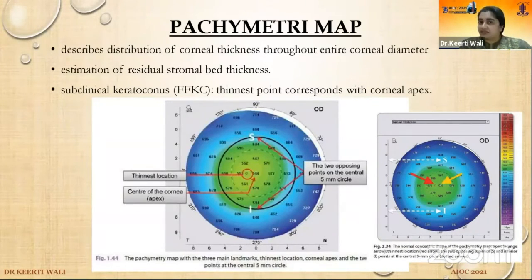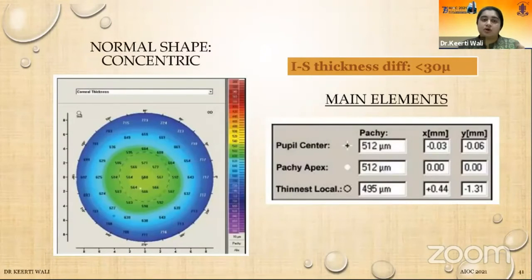Right. So coming to the next map, the pachymetric map, it shows the distribution of the corneal thickness throughout the entire corneal diameter, the normal shape being concentric. In the 5 mm zone, you have to see the inferior and superior thickness at the 5 mm level. The difference should be less than 30 microns. As in this case, it's 534 and 530, the difference is hardly 4 microns. It is not significant. If it is more than 30 microns, it is significant and high risk.